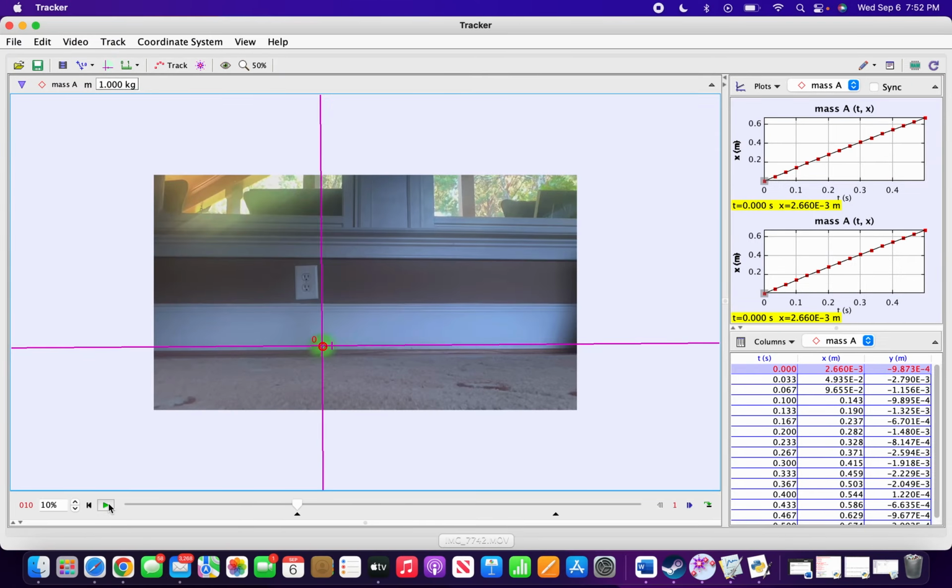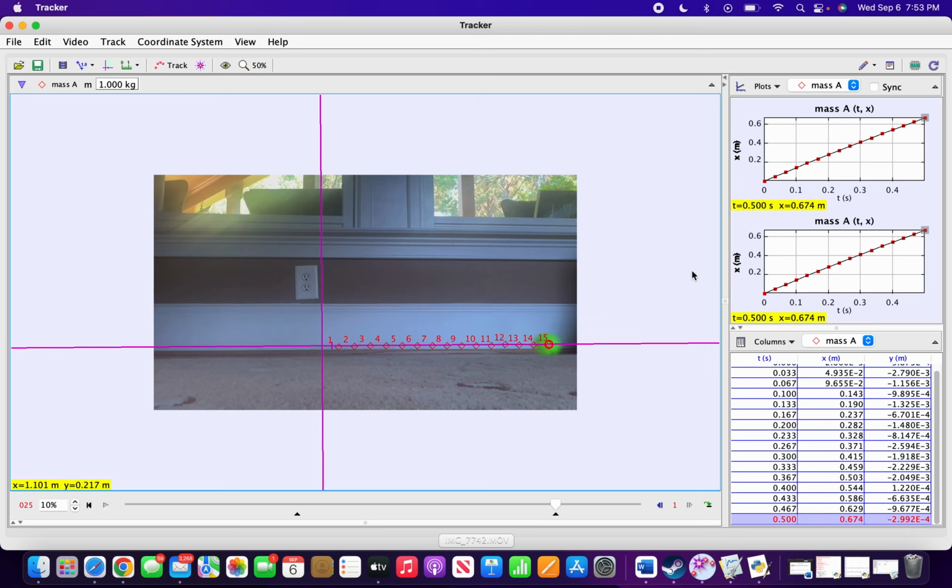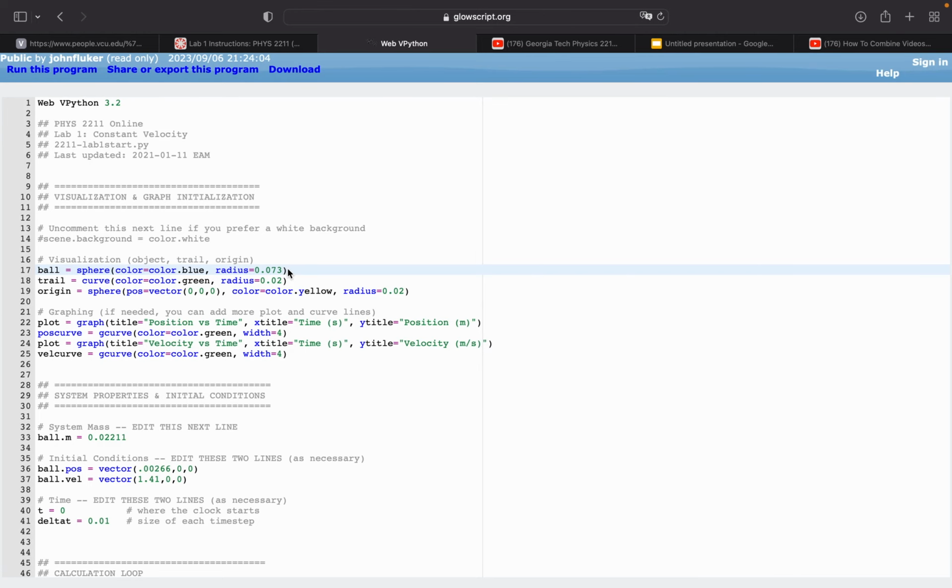Now we go into Tracker to see our real-world experiment. When we play the video, we see the ball move frame by frame, and the outputted position versus time graph is shown on the right. You can also see the conditions of where we set our origin and the direction of the positive and negative axes. Alright, so now we go into GlowScript.